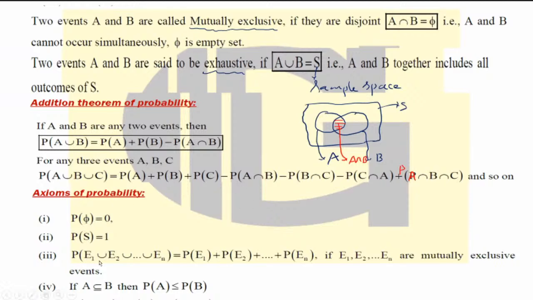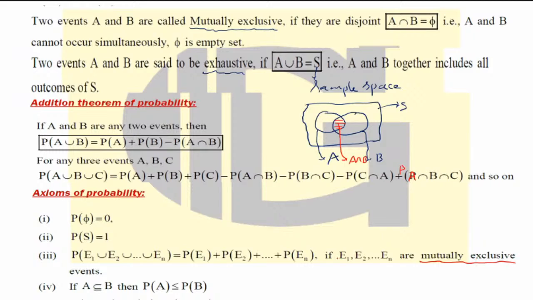Now, probability of E1 union E2 union, and so on, En. That is, union of n events is equal to the sum of the probabilities, as there is no common part. That is, when all the events are mutually exclusive, probability of union of the events is equal to the sum of their probabilities. Just take care. This third point is different from the addition theorem of probability. In the above addition theorem, A and B are any two events, but here they are mutually exclusive events. Take care.